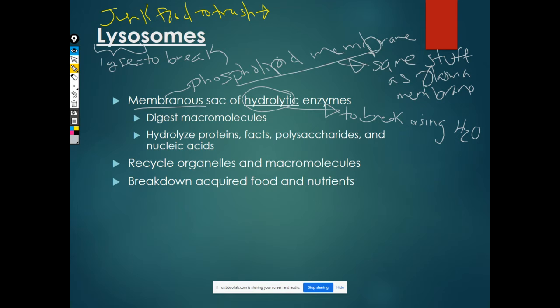Enzymes, we've seen before. What kind of biomolecule is an enzyme? Protein, our favorite, right? So we know that we're using fancy proteins to help break down chunky things we want to get rid of, or at least make smaller using water. That's what that sentence says. We have a special sac to do it. So this is basically like the stomach of the cell.